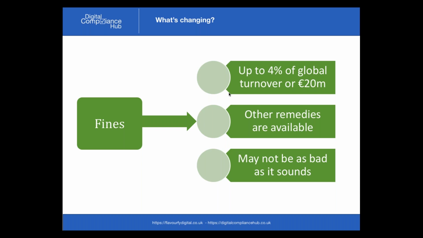But actually, the investigations are proportional and taken on a case-by-case basis, and you can see that with the kind of things that the Information Commissioner is doing from a data protection point of view under the Data Protection Act. So don't think that this is all about 4% of global turnover or 20 million euro fines, because it's much more complex than that, and I'll be very surprised if we ever see anything that high.